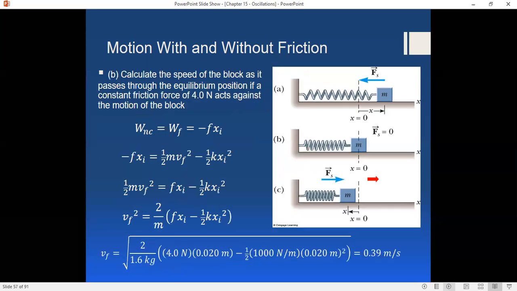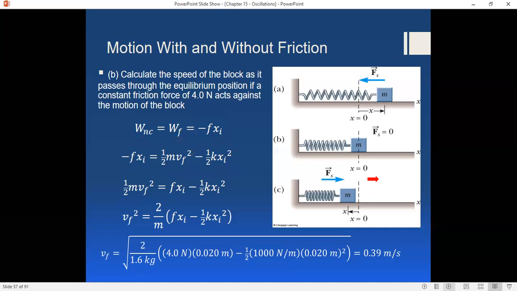Okay, let's go on to the next. Calculate the speed of the block as it passes through the equilibrium position if a constant force of friction of 4 newtons acts against the motion of the block. Here, things get a little bit more difficult. We have a non-conservative force here. We have friction, and that friction is going to act against the motion, negative F times the distance. Friction is constant, right? When we calculate the work, we can just do force times distance because the force is constant. And now we write work, non-conservative, is equal to the change in kinetic energy plus the change in potential energy. So the block's going to get going faster, so the change in kinetic energy is positive, whereas it's going to lose potential energy as the spring expands.